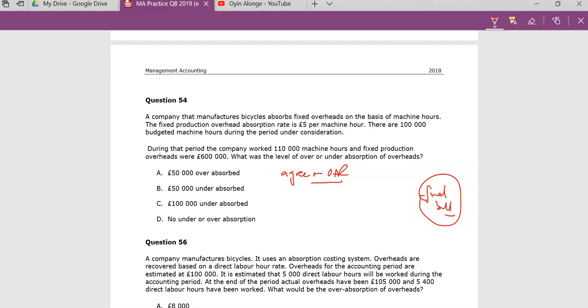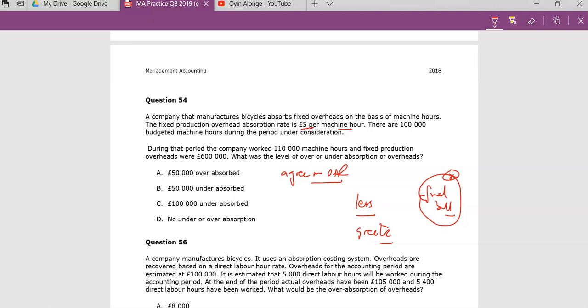Now, if what you've been putting in so far is less than the final actual figure, then you have under-absorbed. You haven't put in enough overheads in the accounts for the period. If it's greater, then you've put in too much, so you have over-absorbed, or over-compensated, which you shouldn't have. So the agreement here is that we're going to put in an overhead absorption rate of £5 for every machine hour. Okay, so what happens?